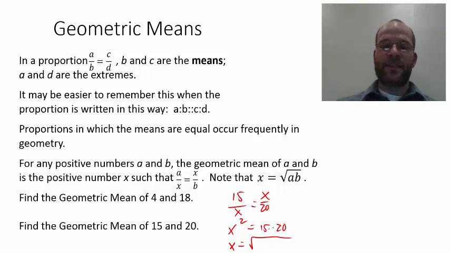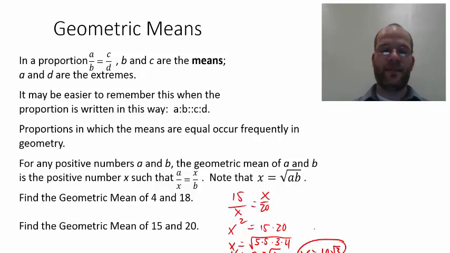15, of course, is 3 times 5, and 20 is 4 times 5. So we've got 5 times 5 times 3 times 4. So the square root of 5 times 5 is 5. Square root of 4 is 2. And we're left with the square root of 3 inside the radicand. So x then is equal to 10 square root of 3. That is the geometric mean of 15 and 20. So that's how we find geometric means.